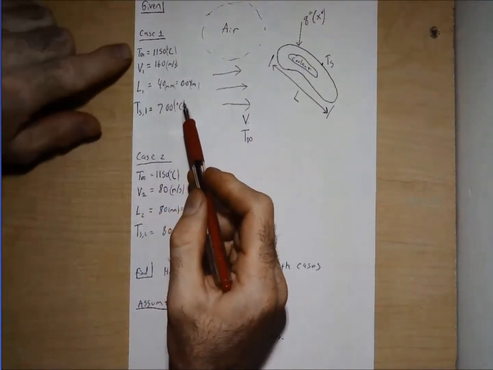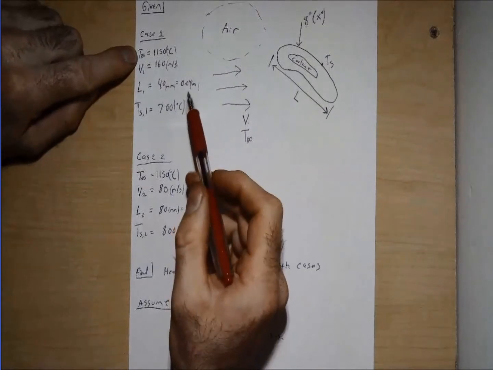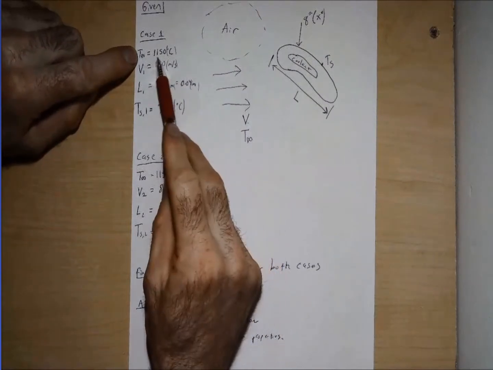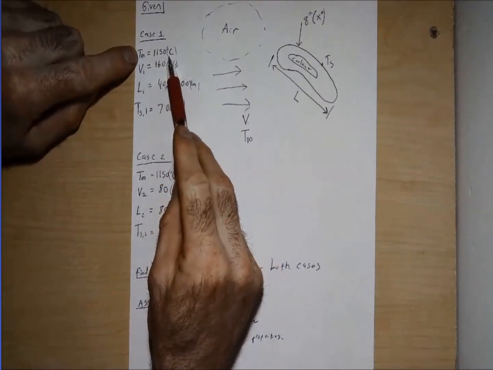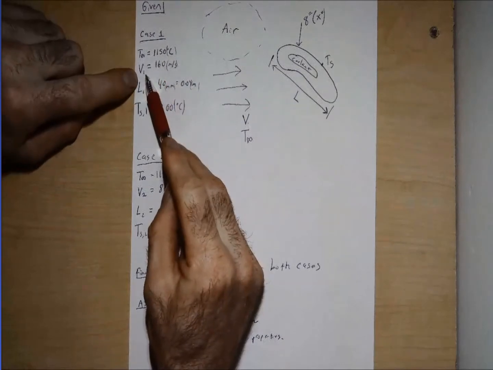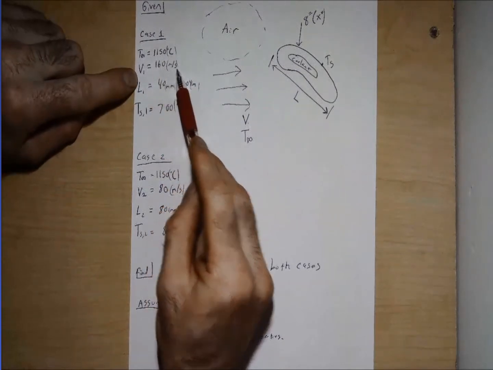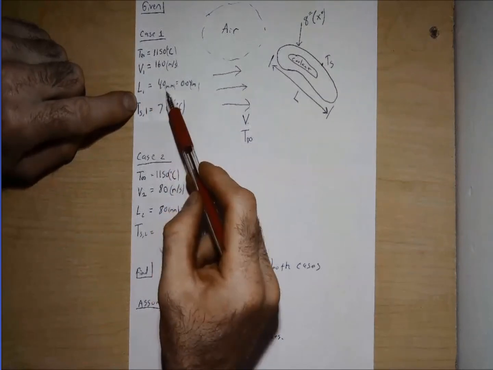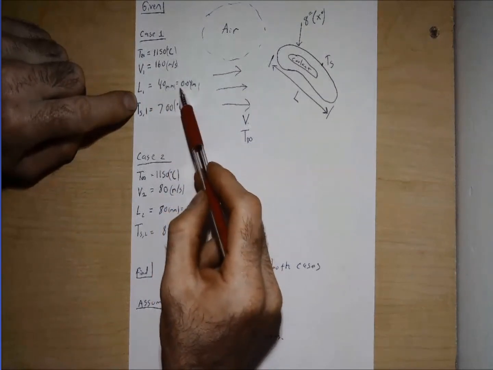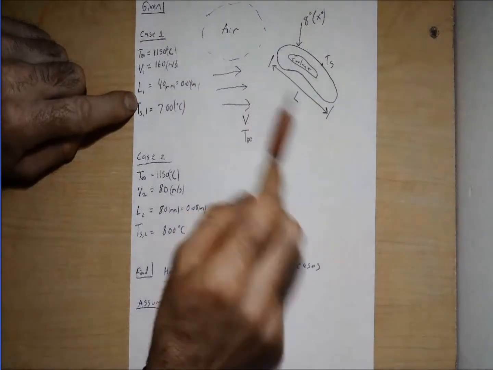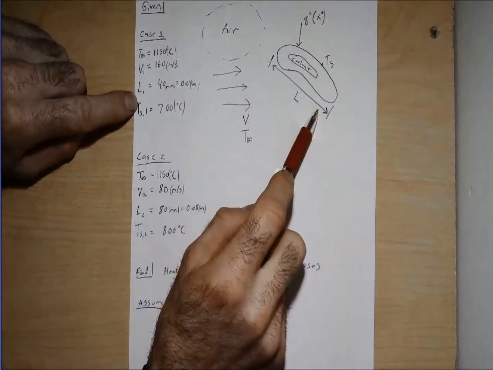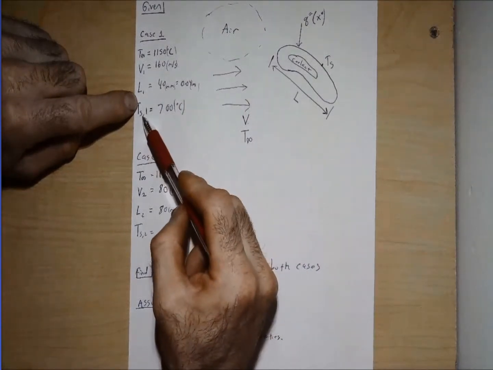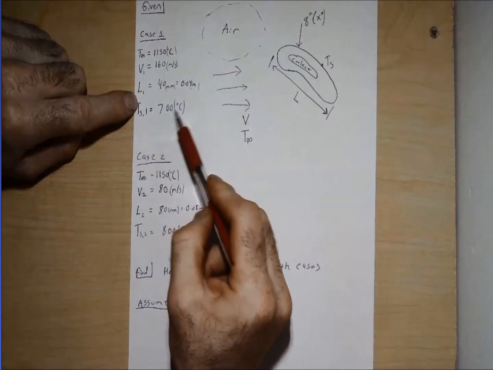So for case 1, the surrounding ambient temperature of the air is 1,150 degrees Celsius. Velocity V1 given to us is 160 meters per second. Our length L1 is 40 millimeters, which we convert to meters right away, 0.04 meters. So that's that length over here, L. And our surface temperature, T sub S1, is 700 degrees Celsius.